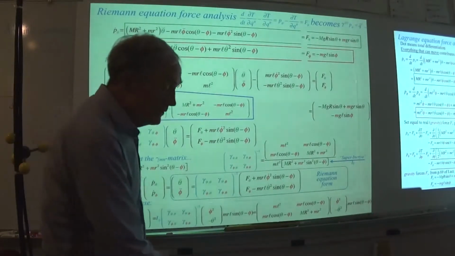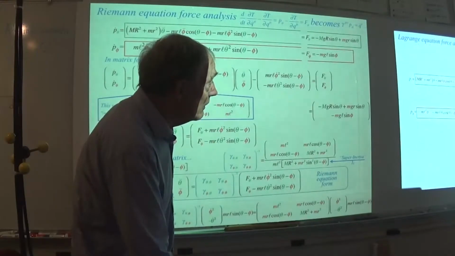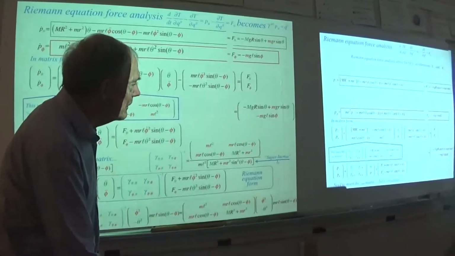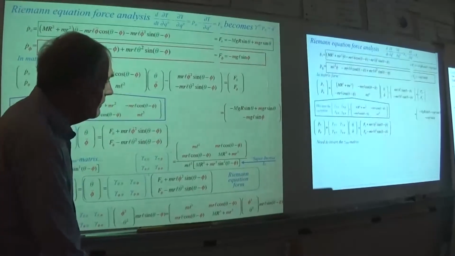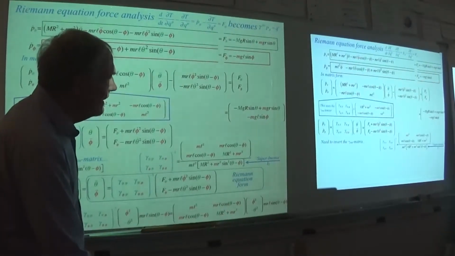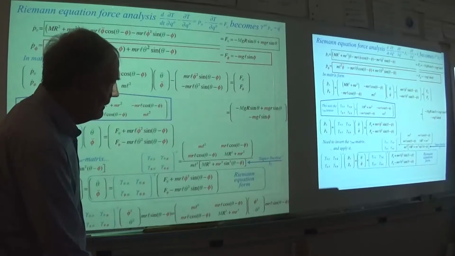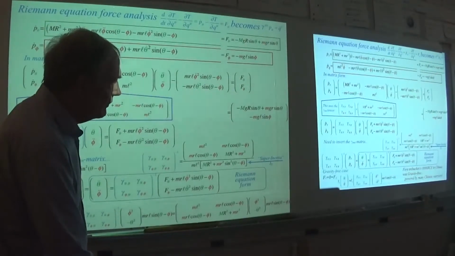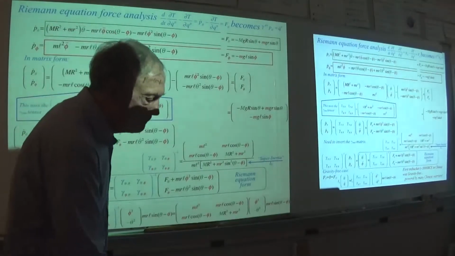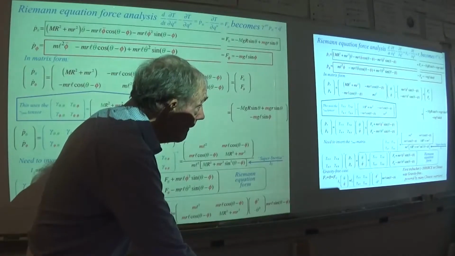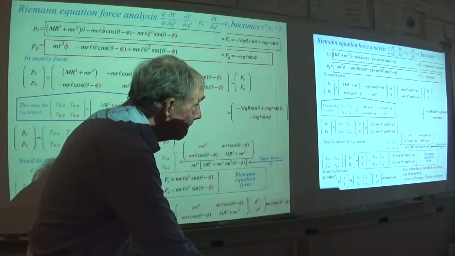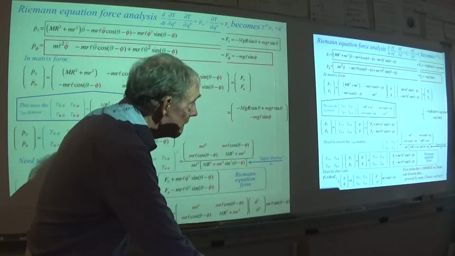Okay? So let's get that all up on the board here. As I said, we invert the matrix and then use that inverse matrix to get this particular form. Get that on this board as well.